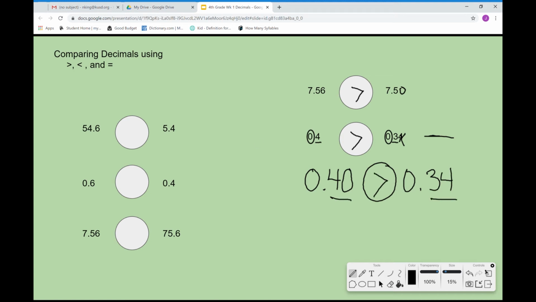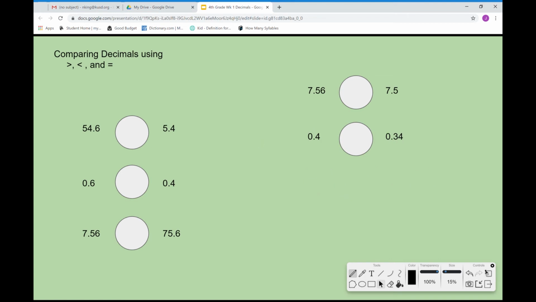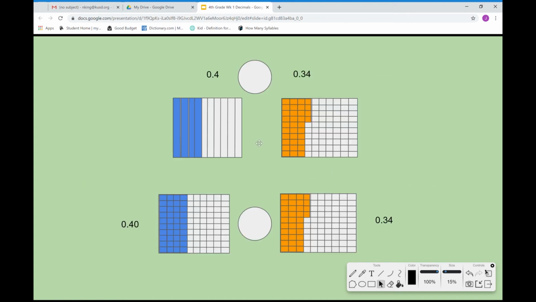Let's look at this one a little more closely by using the base 10 blocks. Here are 2 blocks colored in to match the decimals, 4/10 of the first one and 34 hundredths of the second one. If I add a 0 and change it to 40 hundredths, you can easily see how 4/10 is greater and that the added 0 didn't change the value of the 4/10.